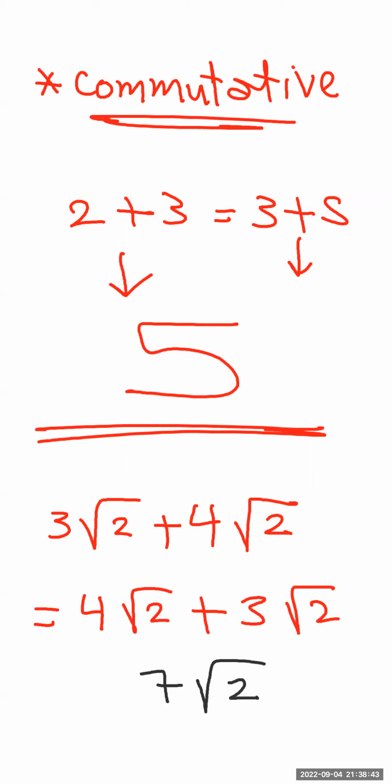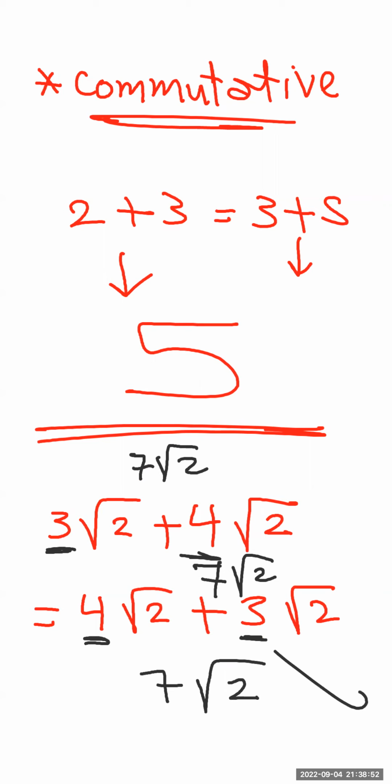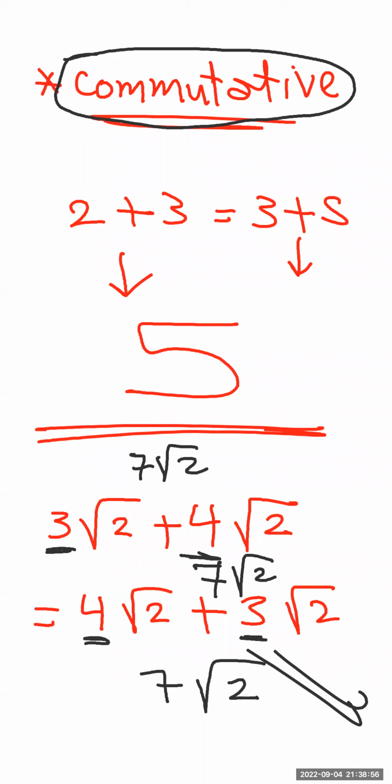So the same result, 3 plus 4, 7 square root of 2. 4 plus 3, 7 square root of 2. So also the addition is commutative. Okay. Mister, can you explain the next step? Yes, sure.